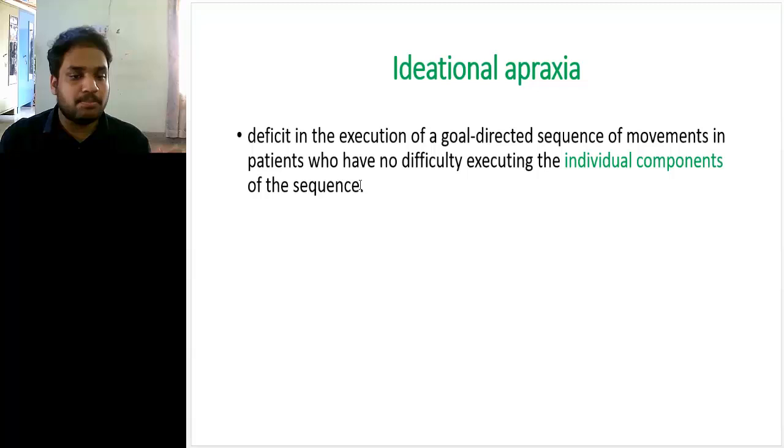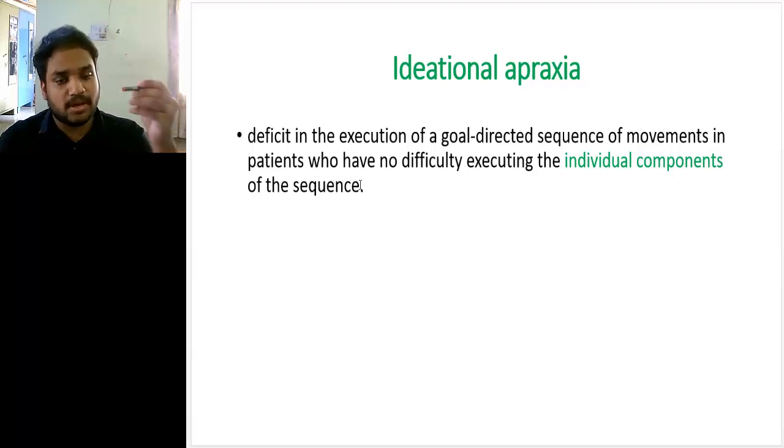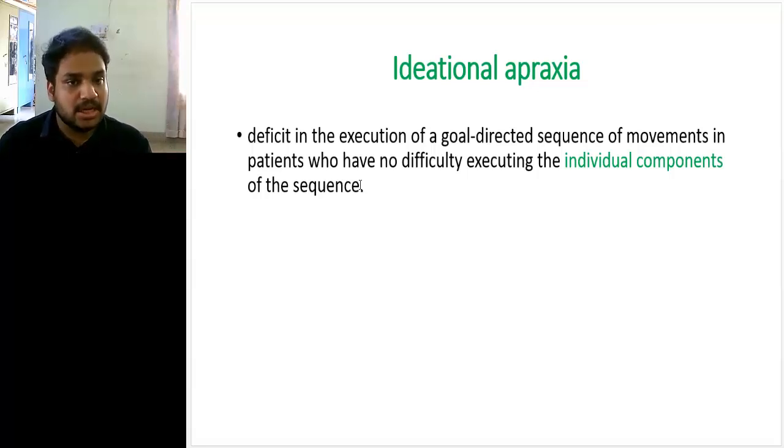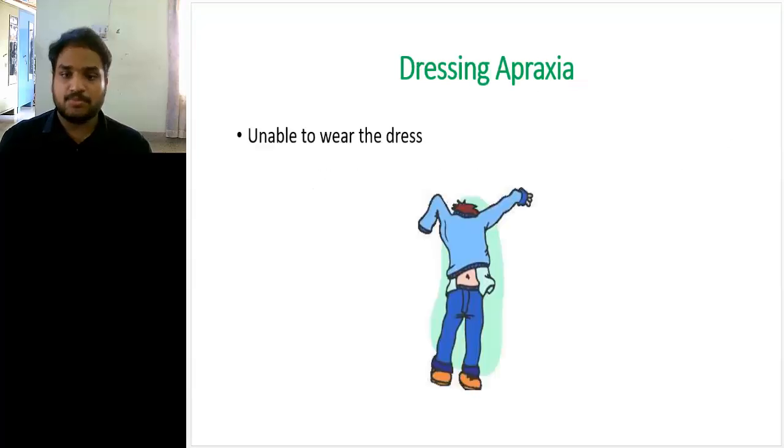He will be able to take the cap off, but he will just take out the cap and not turn the pen. He will write with the opposite side, or he may even write with the cap closed if you give a pen, right? So that is ideational apraxia. The individual components are okay, but in a sequence of movements he is not able to do it, right? That is mainly seen in confusional states as well as dementias.